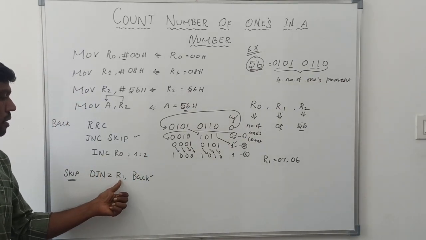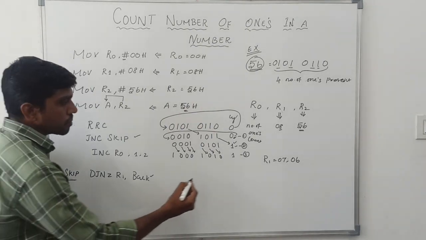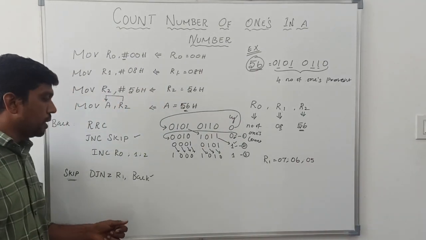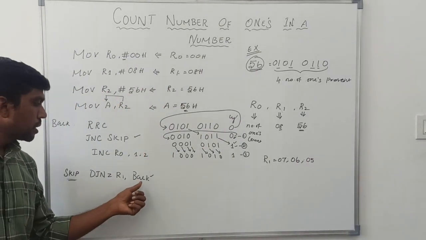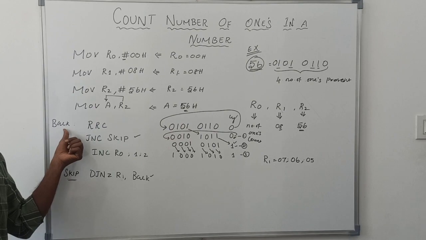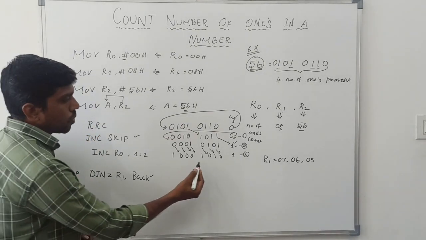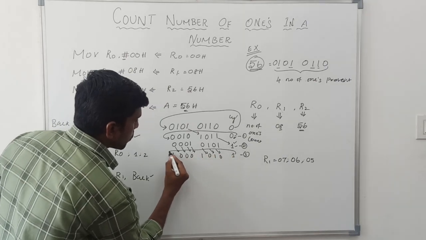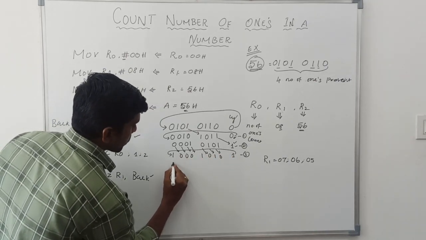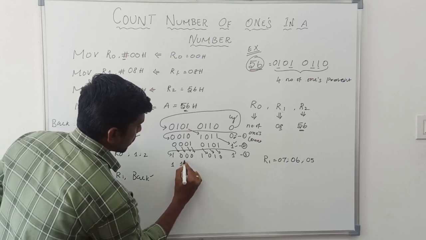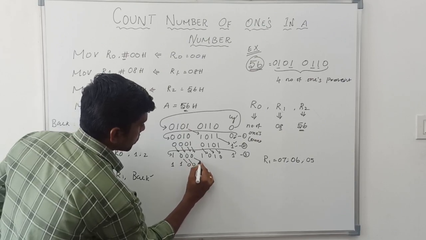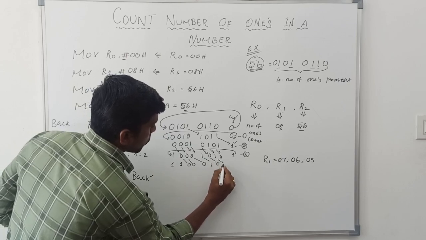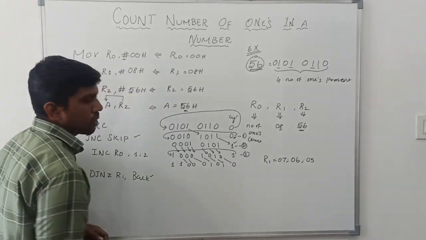Then DJNZ R1 comma back. So after decrement, the R1 value is 5. So it's a non-zero value. The program counter is loaded with the label back, RRC. So once again you rotate the content. So this carry goes to the MSB bit, 1 1 0 0 0 1 0 1. This 0 goes to carry.